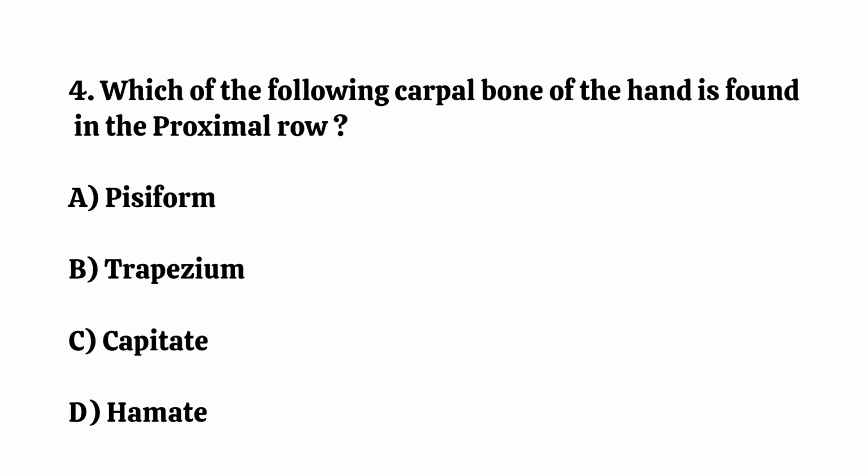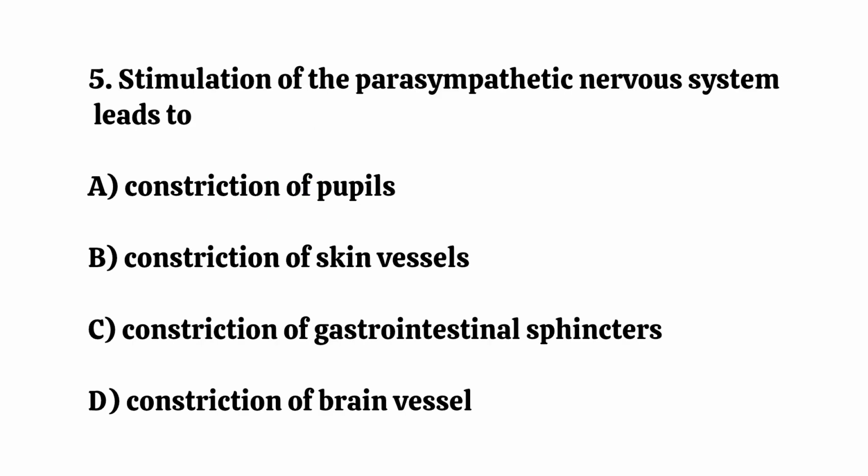Next, which of the following carpal bones of the hand is found in the proximal row? A. Pisiform, B. Trapezium, C. Capitate, D. Hamate. The answer is A. Pisiform.